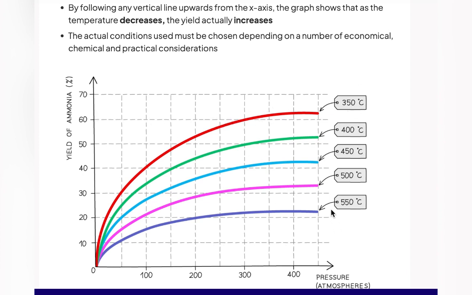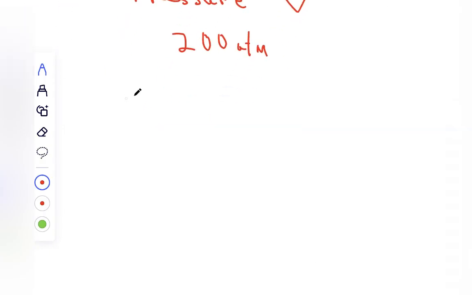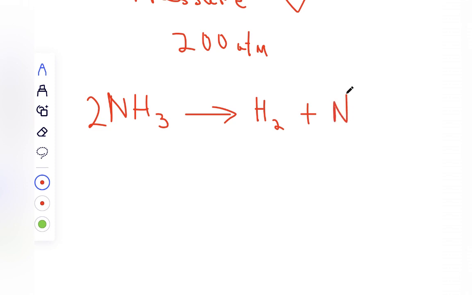Meaning, if you are increasing temperature, it does not favor the forward reaction. It only favors the backward reaction. Do you understand? So when you are increasing temperature, you are actually favoring the backward reaction. The backward reaction is that you have ammonia and you are decomposing ammonia. For example, this is your ammonia, you are decomposing your ammonia. This is the backward or reverse reaction, to produce hydrogen gas plus nitrogen gas. So you are favoring this if you are increasing temperature.